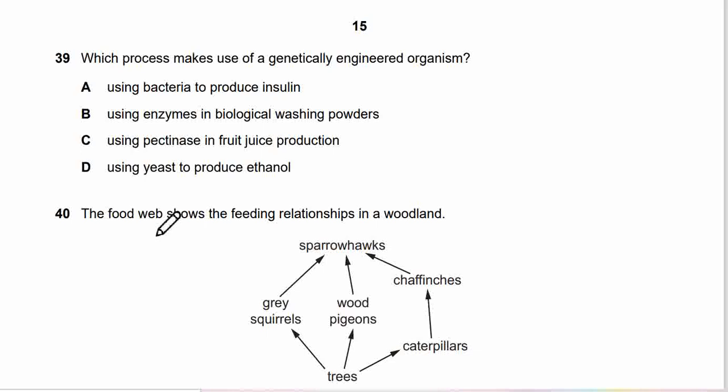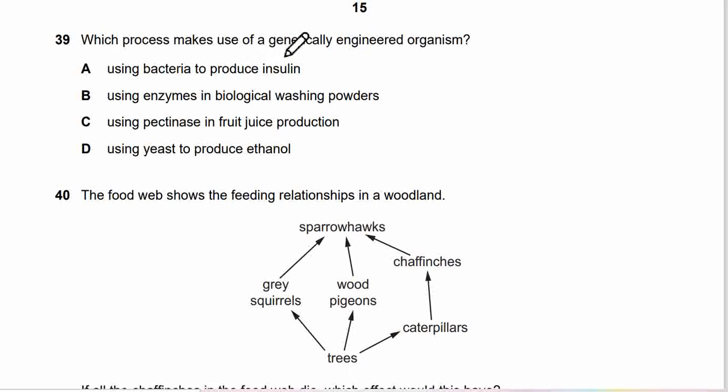Question 39. Which process makes use of genetically engineered organisms? Genetically engineered organism means there is genetic modification in the organism. So genetic modification will be using bacteria to produce insulin. That will be genetic engineering. Zinc enzyme in powder walls, that is not. This is not, and yeast is not, this is. So the question will have A as the answer, 39.